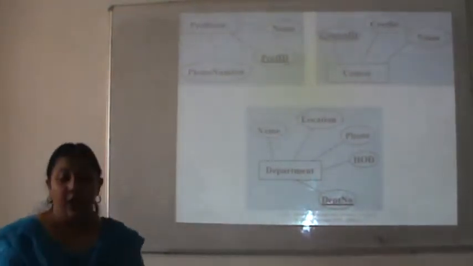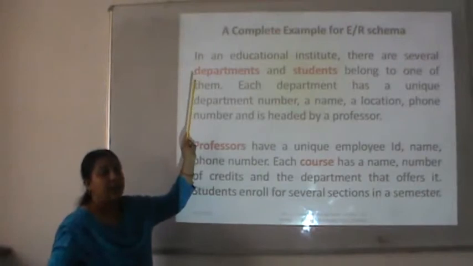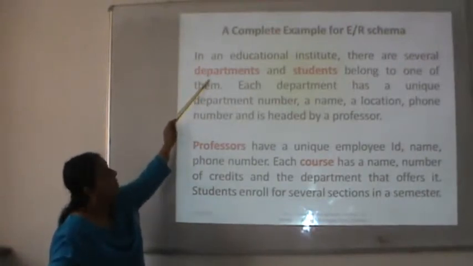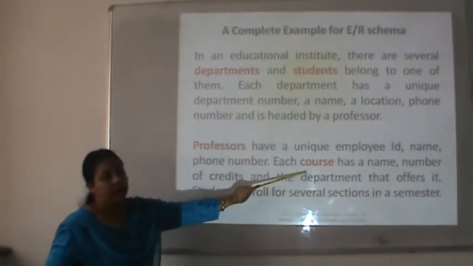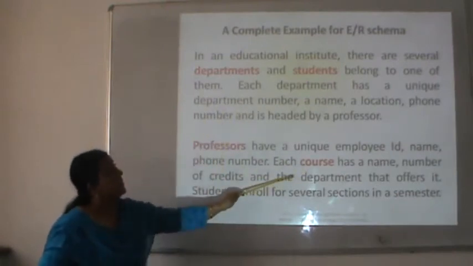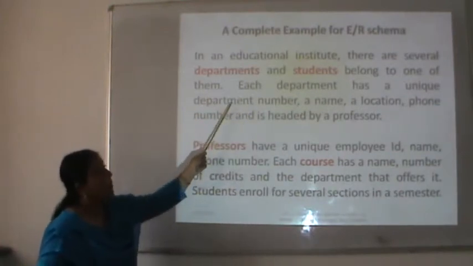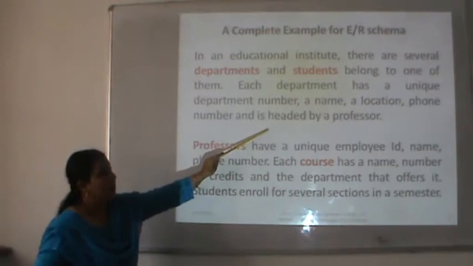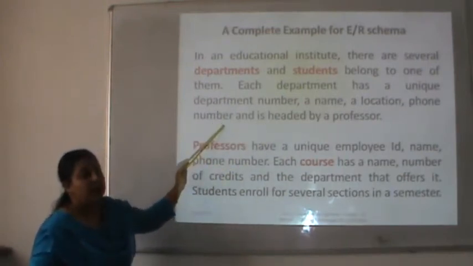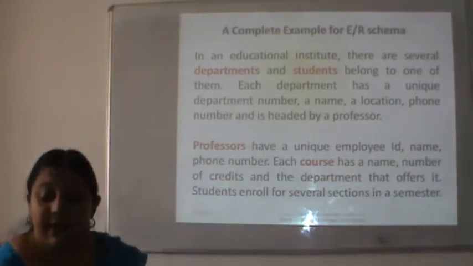Now, we can see there were four entities. Entities are person, place, things. So department is one of the entities, student is another entity, professor is another entity, and course is the other entity. So there are four entities. The department is identified by department number, name, location, phone number, and HOD. So these are the properties that identify a department. So these become the attributes of the entity department.